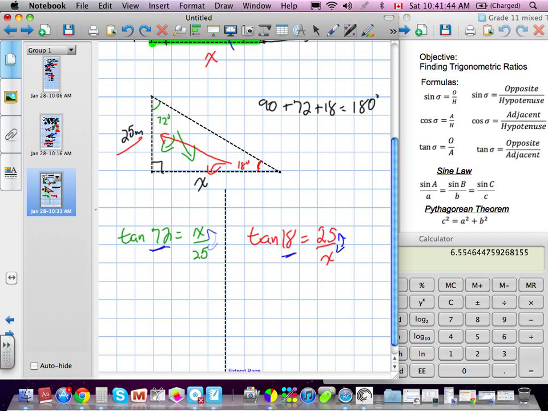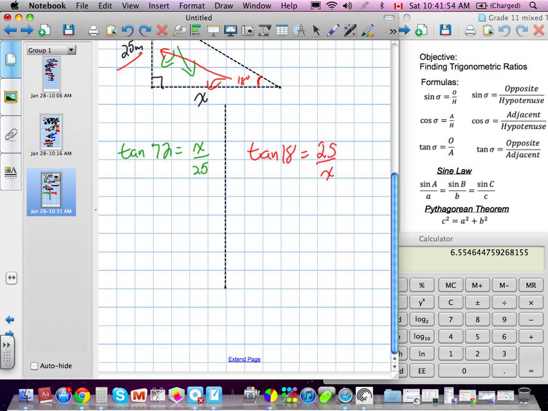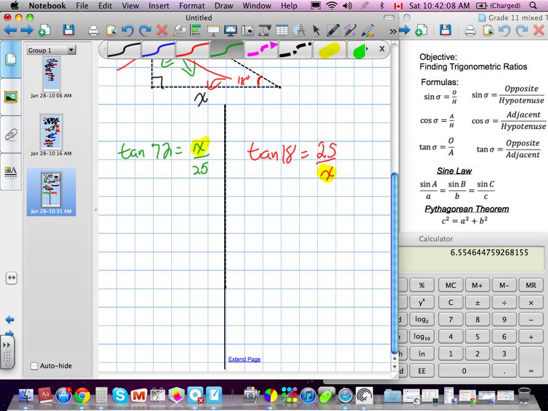So, first of all, of course, we're always trying to isolate for what? X. We're always trying to isolate for x. So in the green one, what do I have to move to the other side of the equation? What operation do I use? Add, subtract, divide, multiply. Multiply. Good. So 25 times tangent 72 equals x.